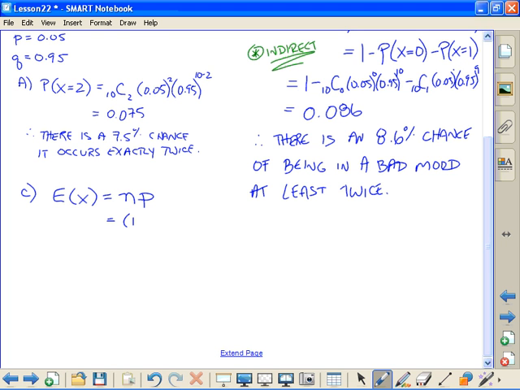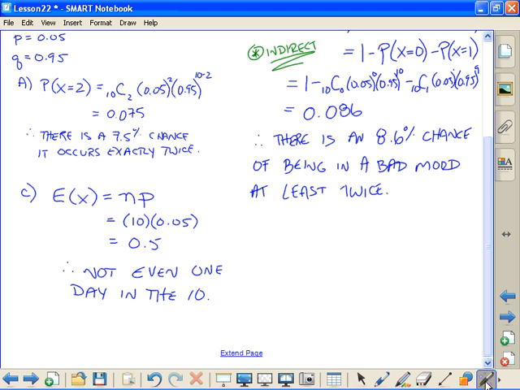We're looking at 10 trials or 10 days, and we said that the probability of success was 0.05. So now it's just a simple calculation, 0.05 times 10, so 0.5. So what that means is we can't even expect one day that he'd be in a bad mood. So therefore, not even one day in the 10.